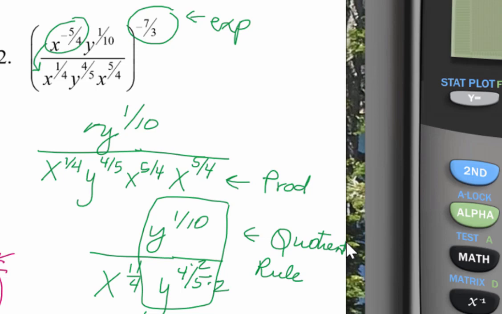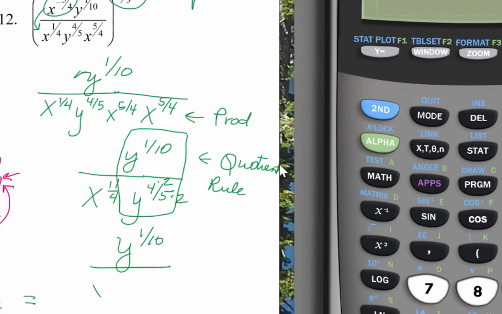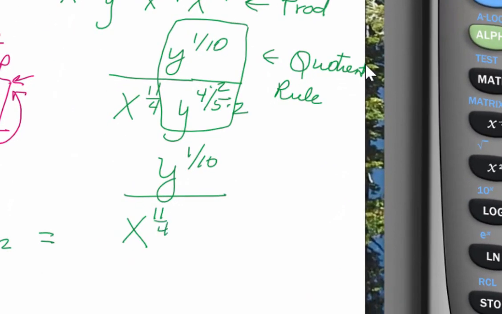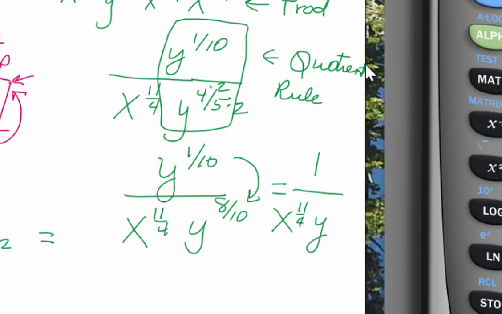So let me just rewrite that. x to the 11/4, y to the 8/10. So we're going to subtract the 1/10 from the 8/10 down here, but that leaves a 1. Remember, if you get rid of the whole numerator, that leaves a 1. So 1 over x to the 11/4, y to the 7/10, because you subtract 8 minus 1.